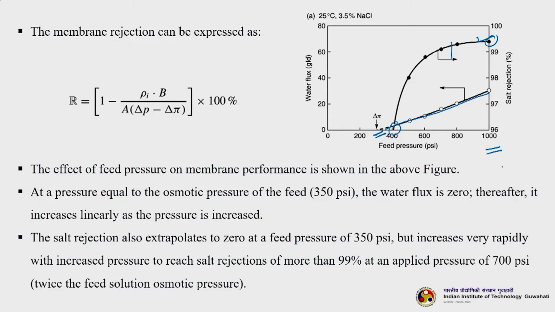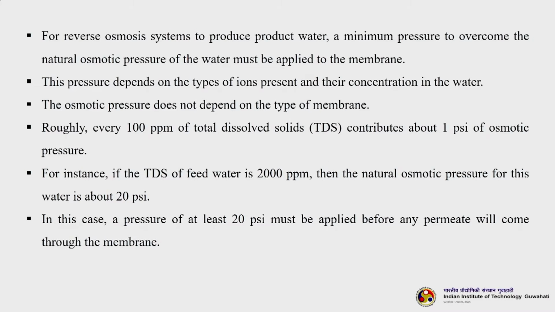See this particular figure, this data was generated at 25 degrees centigrade with a 3.5% sodium chloride concentration. For RO systems to produce product water, a minimum pressure to overcome the natural osmotic pressure of the water must be applied to the membrane. Now, this pressure depends on the types of ions present and their concentration in the water.